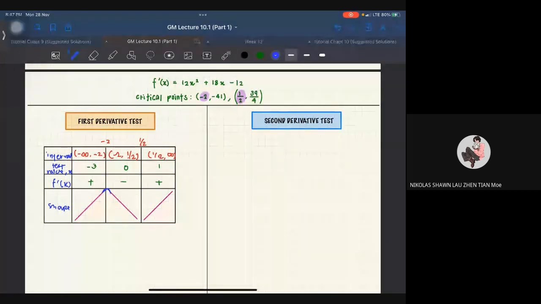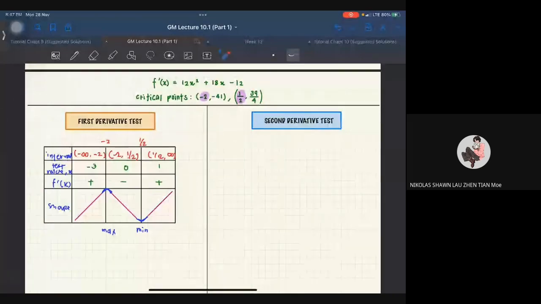Yeah, exactly. So this one, -2, -41, is a maximum point. And for this one, if we were to connect these two radians, you will get a minimum here. So this one is the minimum point. Now what's left for us is to restate what our maximum and what our minimum point is.